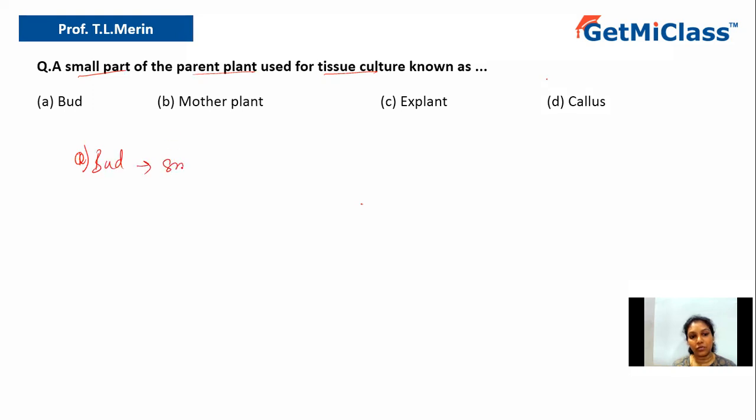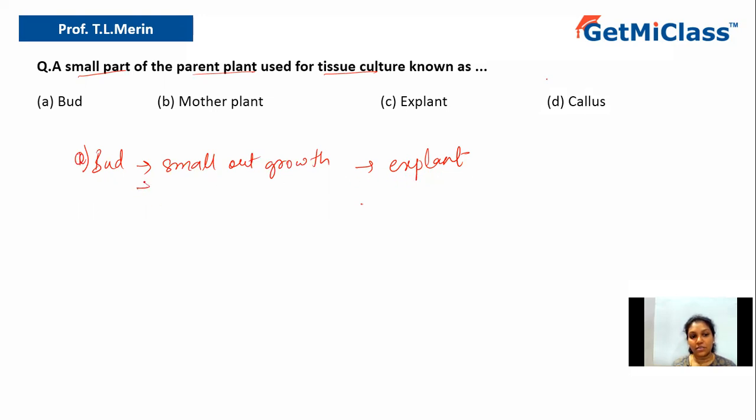This is a small outgrowth, which can be used for tissue culturing. Of course, it is made up of cells, so it is a tissue, but it is a bud. So it can be considered an explant. The part which has been taken from the mother plant, even though it is a bud, will still be called an explant because it is not a plant; it has been taken from another plant. That is why it is called an explant. So bud is an example of explant.